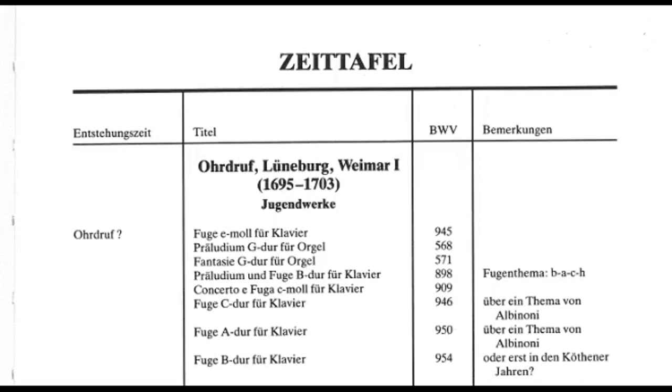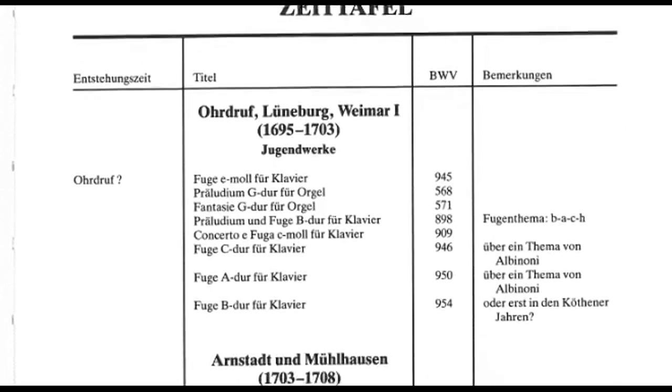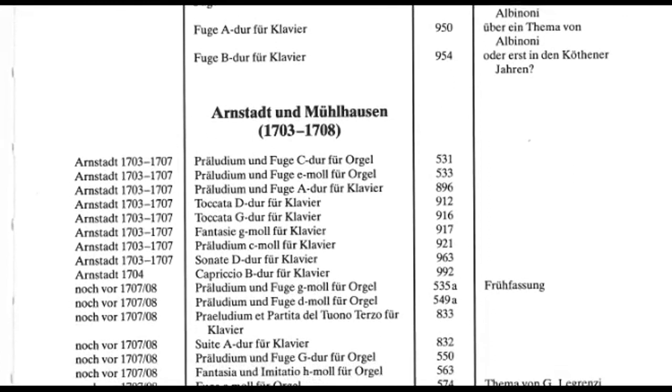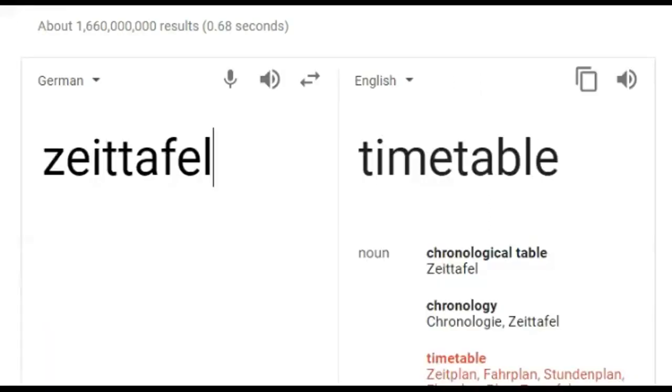Because the BWV is arranged by classification, Schmieder also includes a separate chronological table of compositions, which helps us to understand them in sequence.